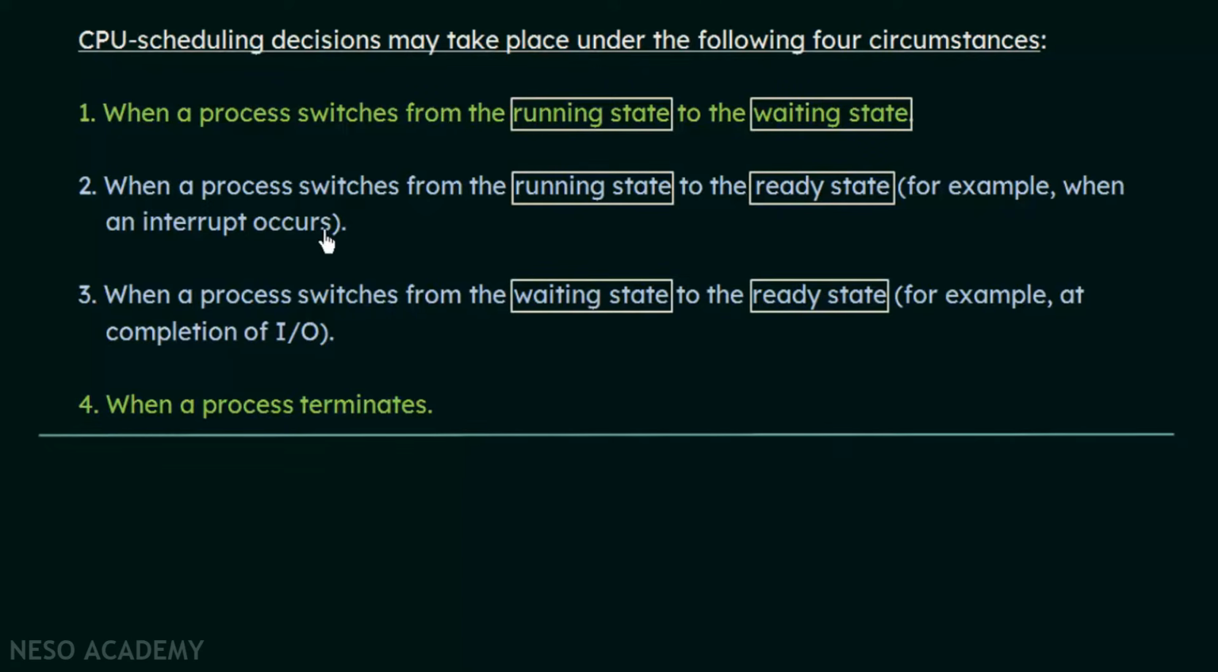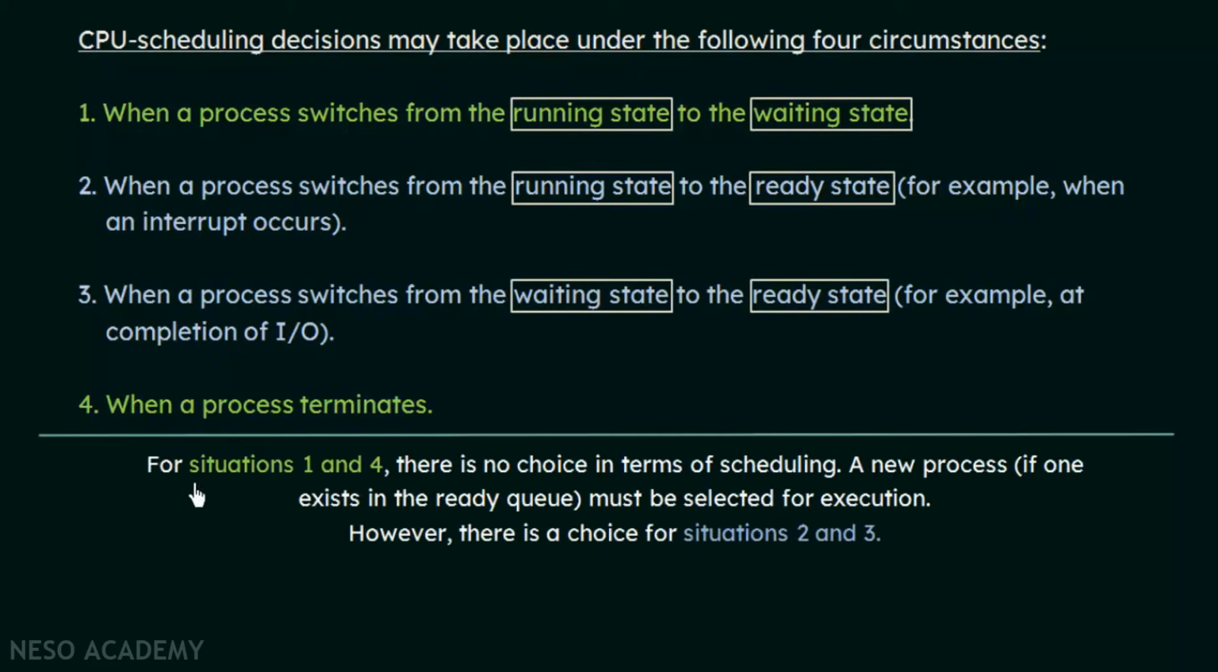Now let us see what is the CPU scheduling decision that we were talking about in these four circumstances. So here it says, for situations 1 and 4, there is no choice in terms of scheduling. A new process, if one exists in the ready queue, must be selected for execution. However, there is a choice for situations 2 and 3. So let us try to understand what this means. It says that for situations 1 and 4, there is no choice in terms of scheduling. And why is that? Let us see.